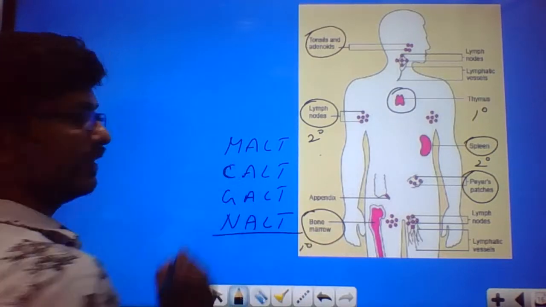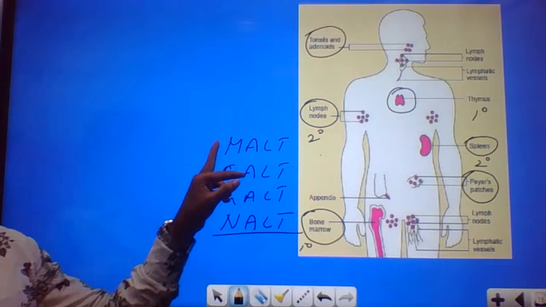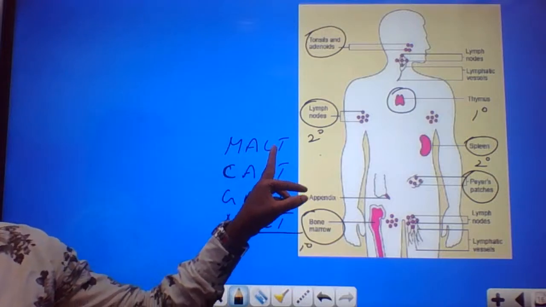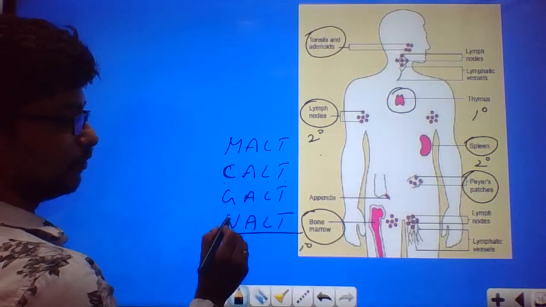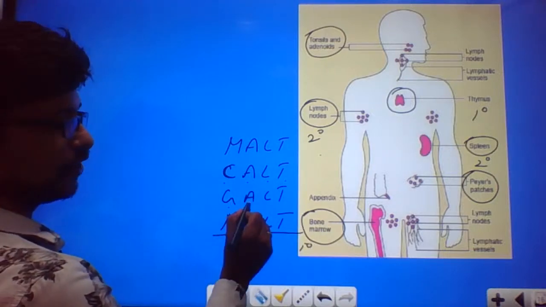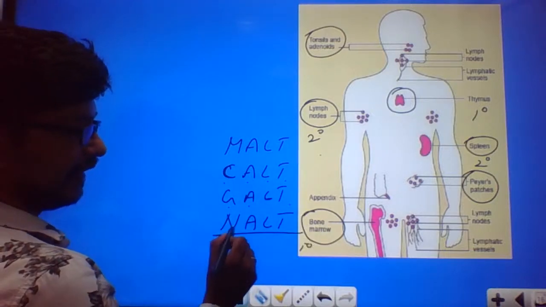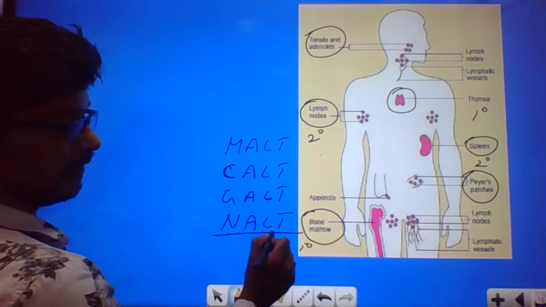So can you give me the expansion for MALT? MALT means mucosal associated lymphoid tissue. CALT, cutaneous associated lymphoid tissue. GALT, gut associated lymphoid tissue. NALT, nasal associated lymphoid tissue.